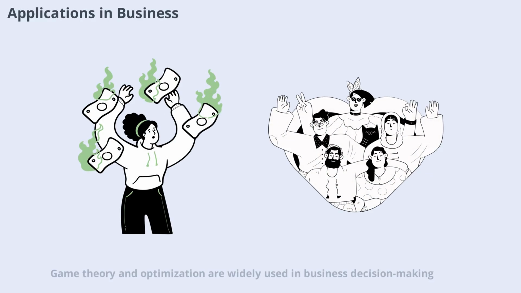Game theory and optimization are widely used in business decision-making. Companies use these tools to set prices, design products, allocate resources, and plan marketing strategies. By anticipating competitors' moves and optimizing their own actions, businesses can gain a competitive edge. These techniques are essential for navigating today's complex and dynamic markets.